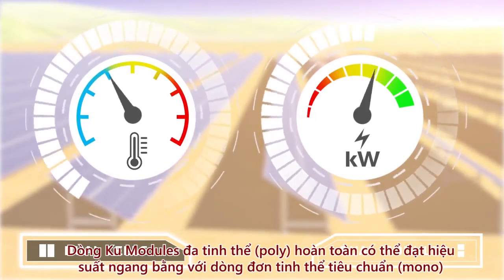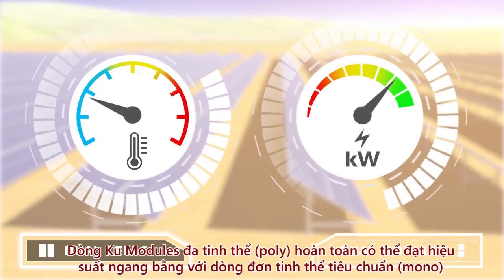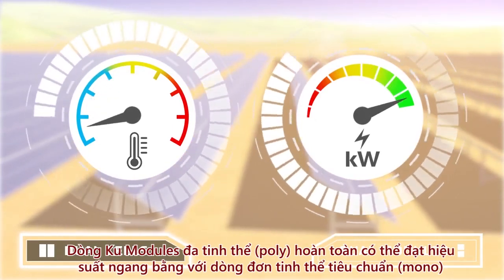Polycrystalline COO modules are available at the same power classes as standard monocrystalline modules.